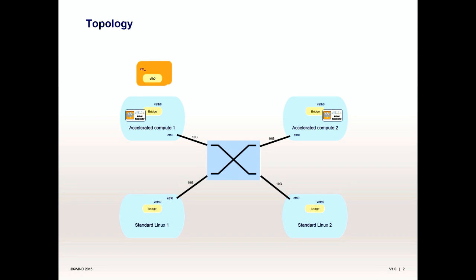First, I will create 4 identical VMs. I will use the same image for all 4 VMs. No special images are required to take advantage of 6WIND Virtual Accelerator.